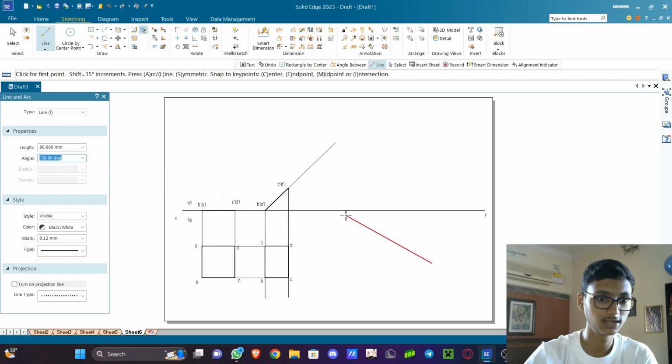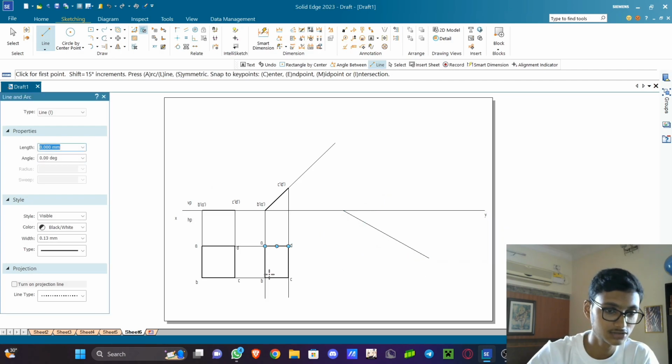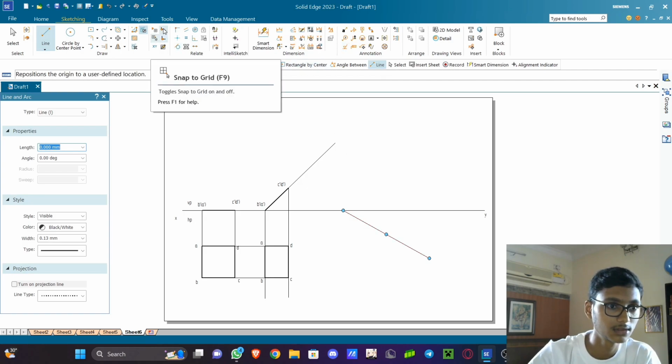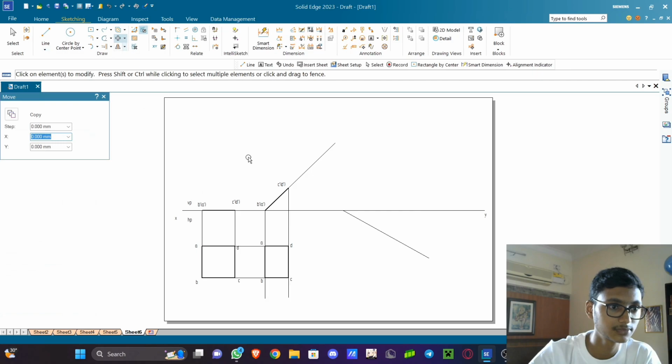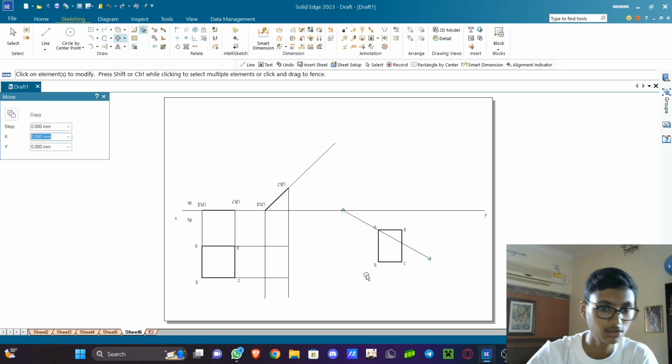So this is a 30 degree line. I am placing it here. So this is the edge on which it is resting. So we have to place this edge over here. So let me go to the move option. Okay, this is the move option. So this edge, I am taking one edge and I am placing it here. So we need to rotate it so that it rests on the edge.